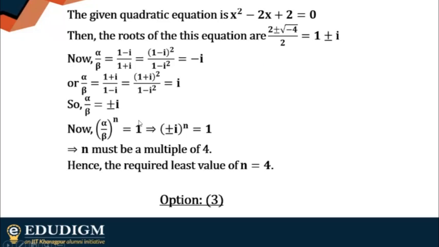Okay, Ritaban, the point is, if the ratio is minus i, then you will get i square. If you just square it out, you will get i square, which is minus 1. Then again you square it, so if you raise it to the power 4, then you will get 1. That is why this 4 is very important. If minus i you are taking, you have to raise it to the power 4. That is why the correct option is 4.